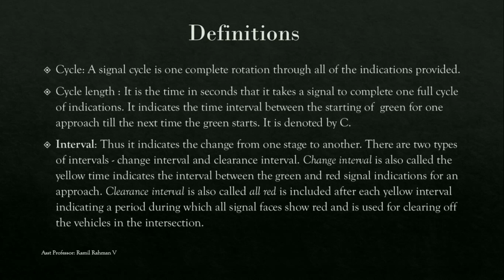Interval. It indicates the change from one stage to another. There are two types of intervals: change interval and clearance interval. Change interval is also called the yellow time or amber time, and indicates the interval between the green and red signal indications for an approach. Clearance interval is also called all red, and is included after each yellow interval, indicating a period during which all signal phases show red and is used for clearing of the vehicles in the intersection. We can also say that it is used for pedestrians to cross.